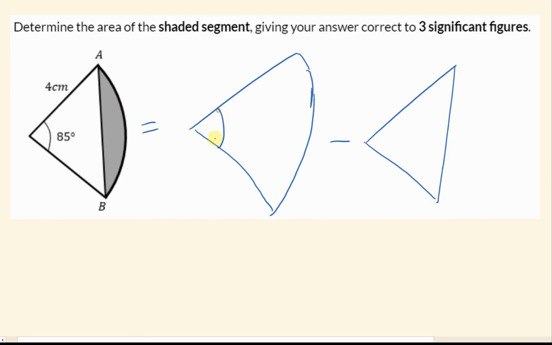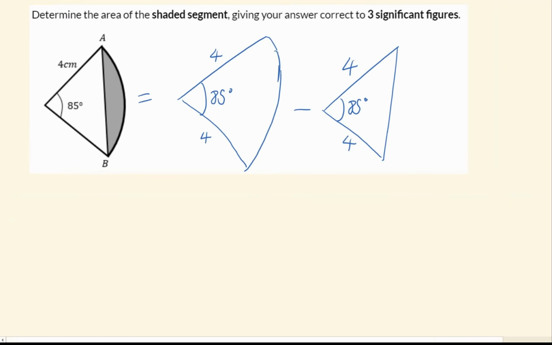So let's quickly label both these shapes. That's 85 and that's 4, and this is 4 and 85. Again, because these are part of a circle, both these lengths are going to be radii, which means they must both be the same. So both these lengths are going to be 4 centimeters. Now let's work out each of those two shapes.